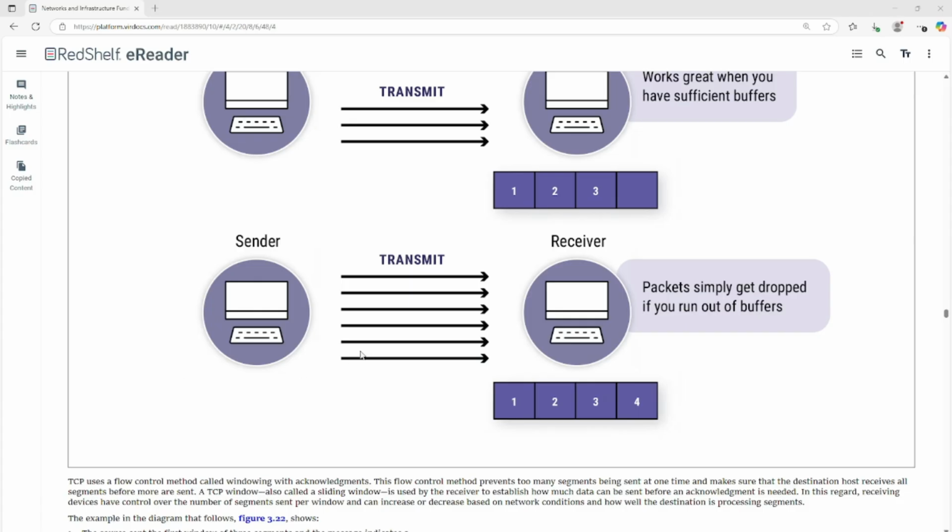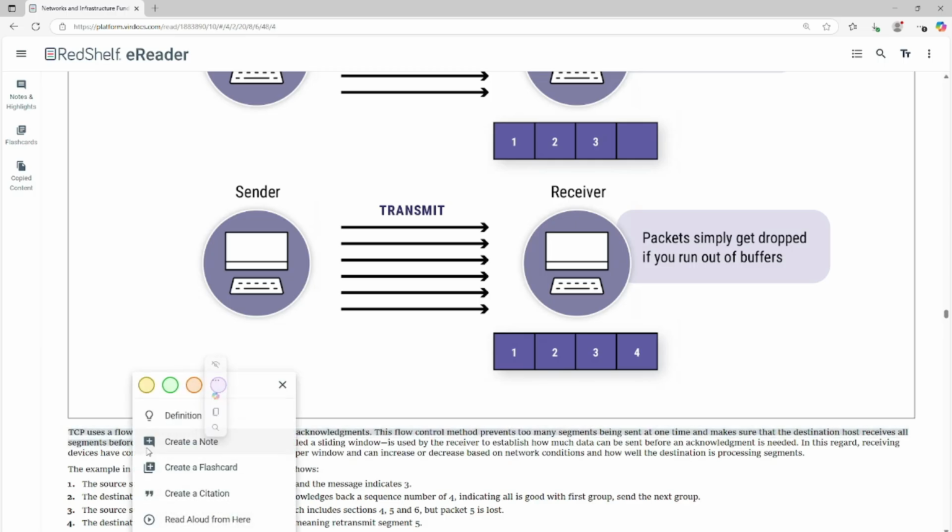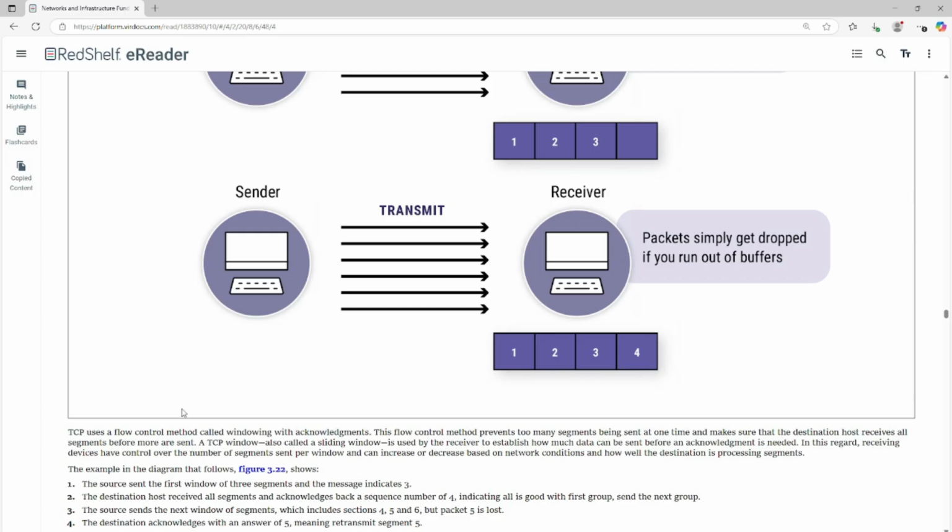Therefore, TCP uses a flow control method called windowing with acknowledgements. This flow control method prevents too many segments from being sent at one time and makes sure that the destination host receives all the segments before more are sent. That's why TCP is reliable. Before you even bring those luggages, TCP says, okay, we've got just 4 spots for you, so don't bring more than 4 items.